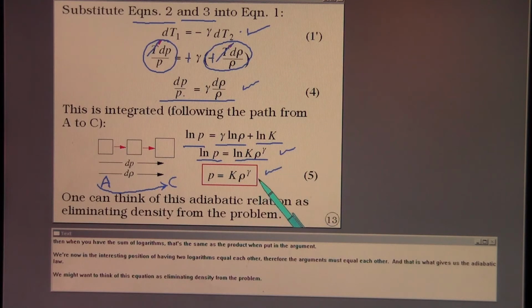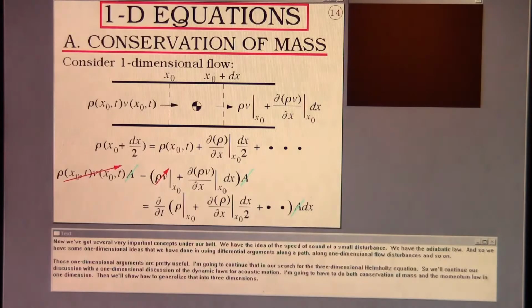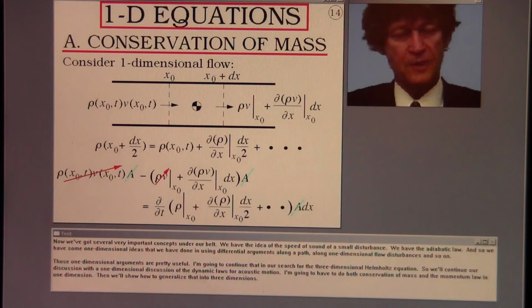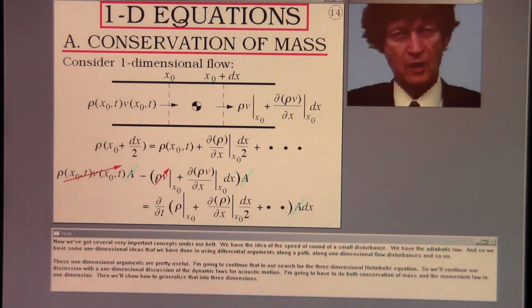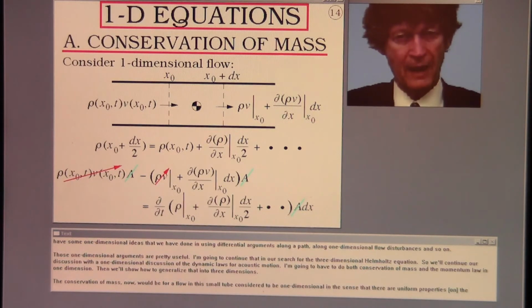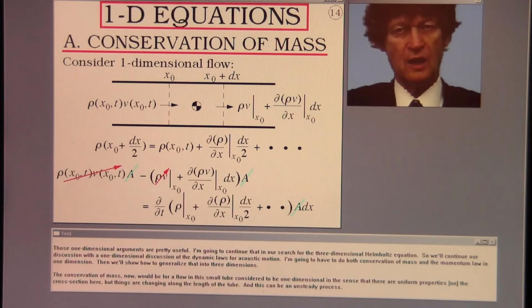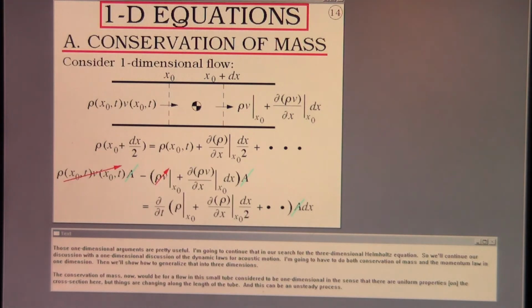We might want to think of this equation as eliminating density from the problem. Now we've got several very important concepts under our belt. We have the idea of the speed of sound of a small disturbance. We have the adiabatic law. And so we have some one-dimensional ideas that we've done using differential arguments along a path, along one-dimensional flow disturbances, and so on. Those one-dimensional arguments are pretty useful.